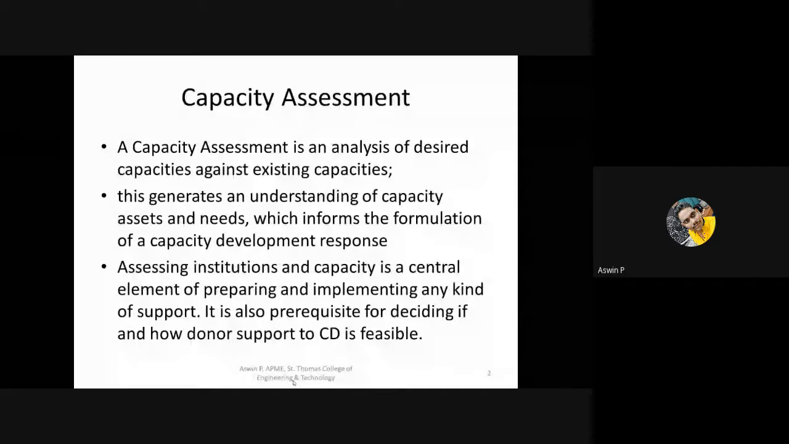As we have already said, capacity assessment is an important term. It is the analysis of desired capacity against existing capacity. This is the definition of capacity assessment. Please note down: a capacity assessment is an analysis of desired capacity against existing capacity. If we have water flows in our area, in our city, and heavy rainfall comes and the flood is coming, it means our capacity is not enough. We need to enlarge it.